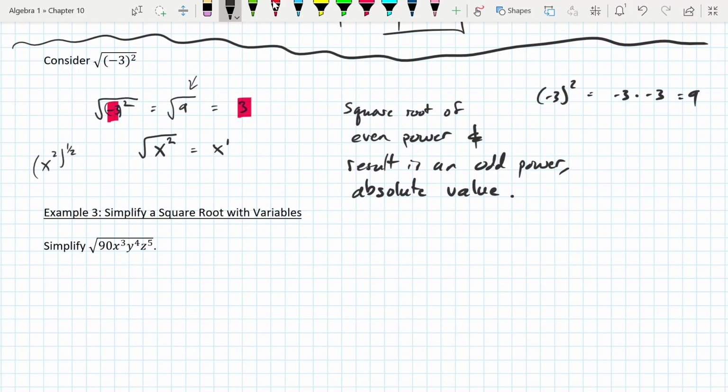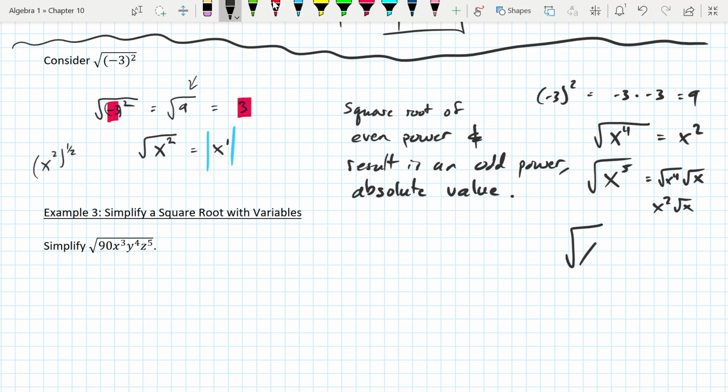Remember, if we don't have an exponent, it's 1. I'm going to put this whole thing in absolute value. So the square root of x to the 4th, it's just x squared. You cut the exponent in half, no problem. Square root of x to the 5th, well, they're not divisible there, so that doesn't really work, but I can see it's the square root of x to the 4th times x, so I just have x squared times root x, no absolute value.